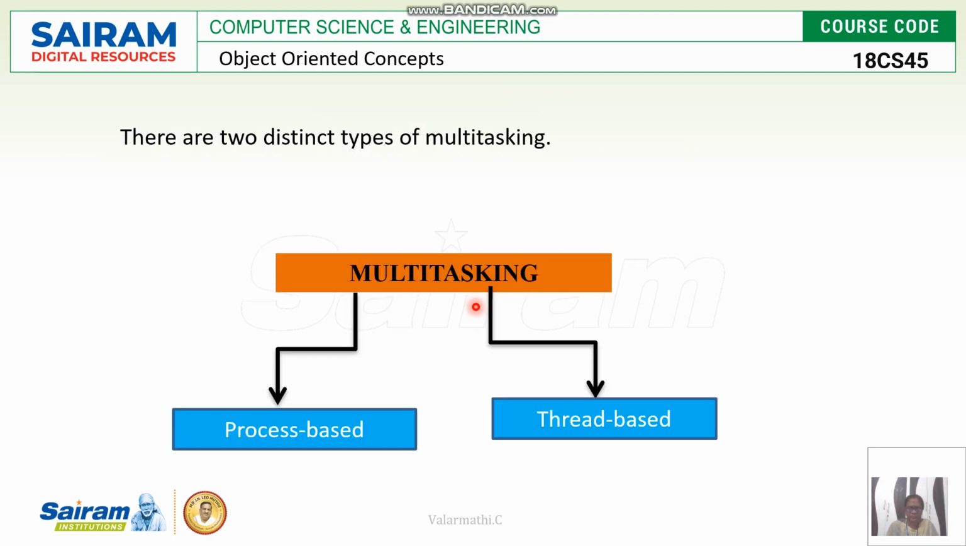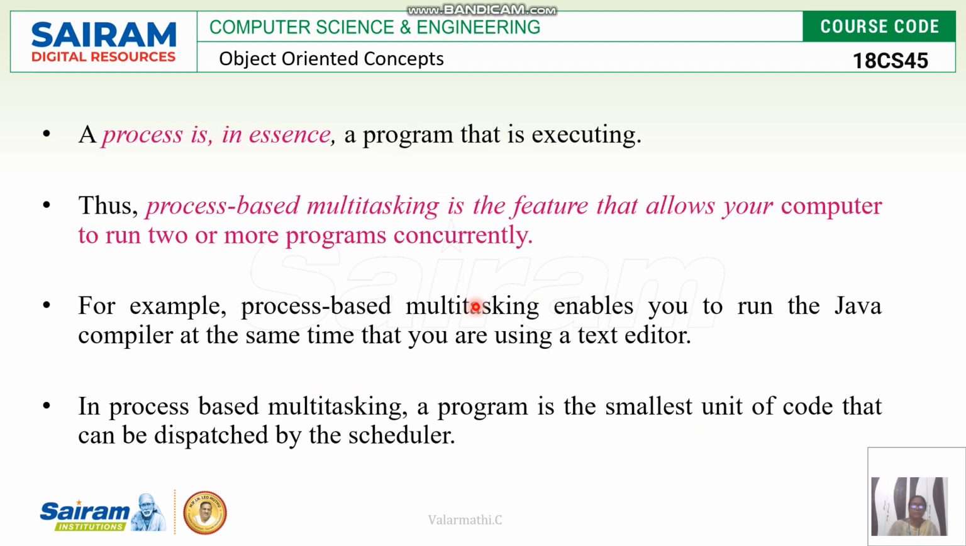And multitasking is divided into two types. One is process-based multitasking and the other is thread-based multitasking. Normally a process means a program that is executing. In process-based multitasking, it mainly allows your computer to run two or more programs concurrently. So concurrent execution of tasks is the best example for process-based multitasking.